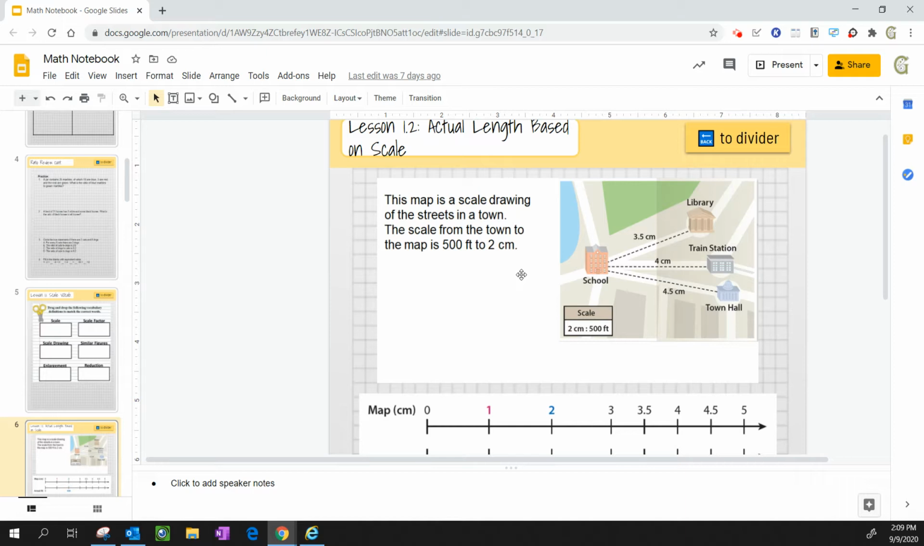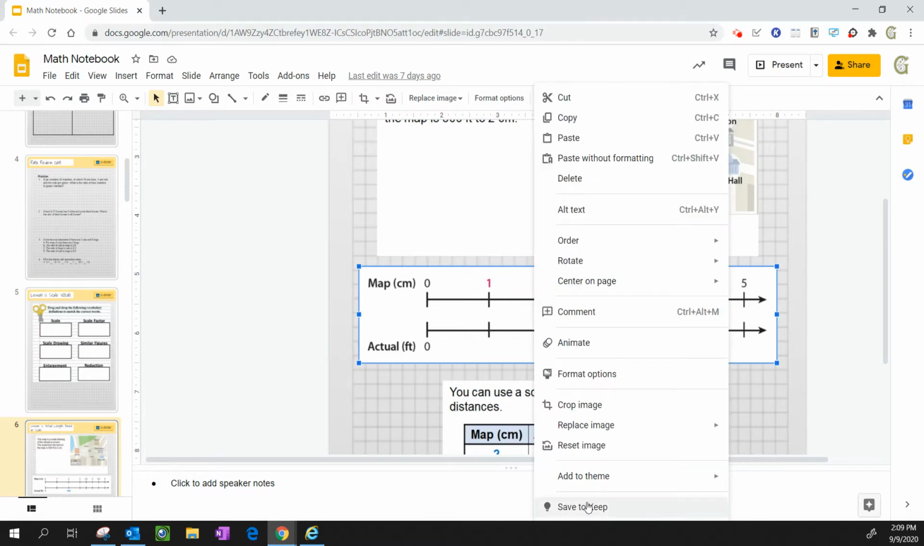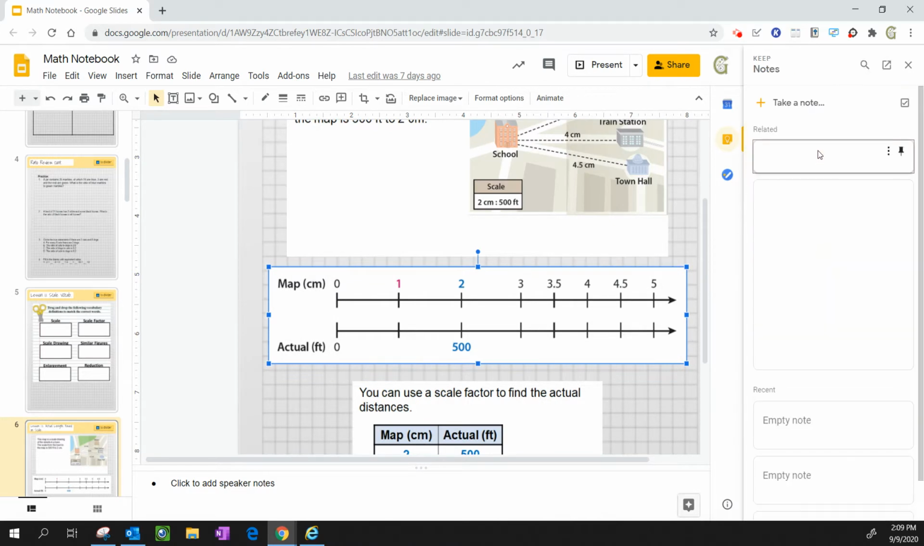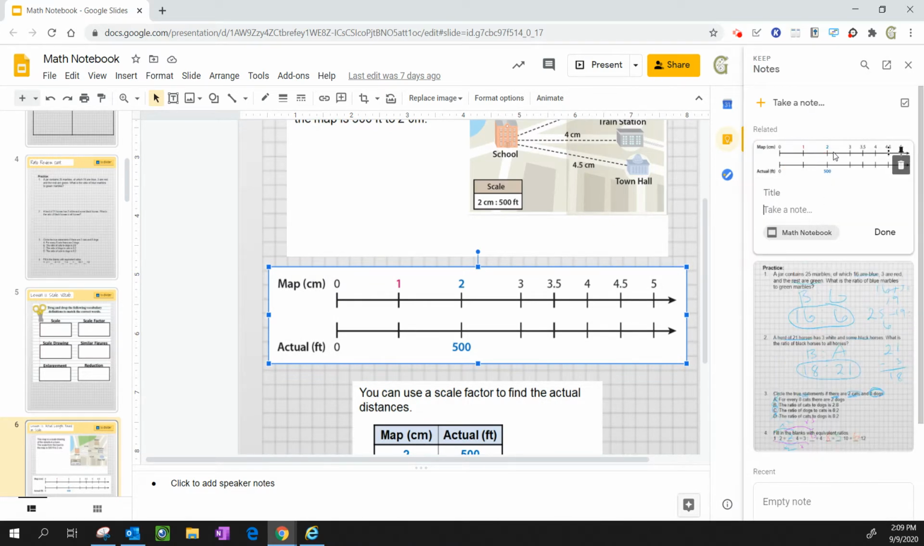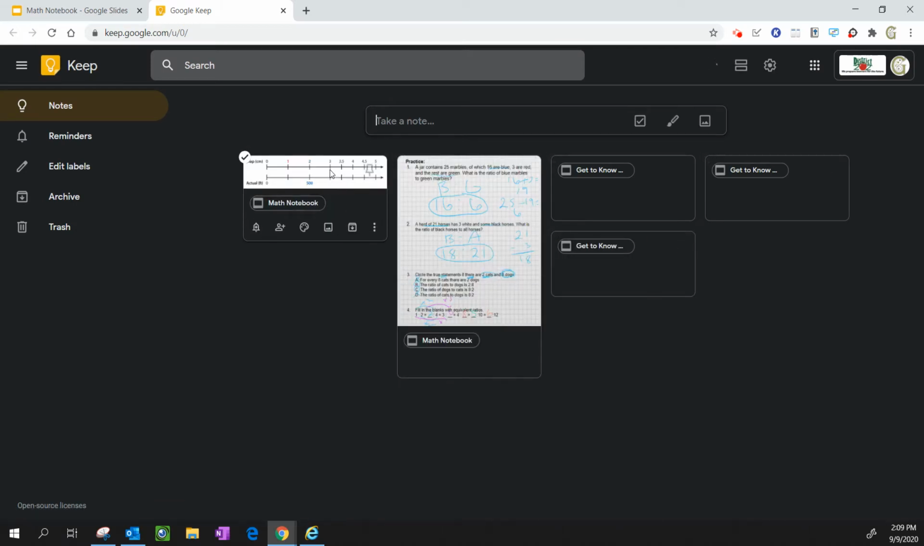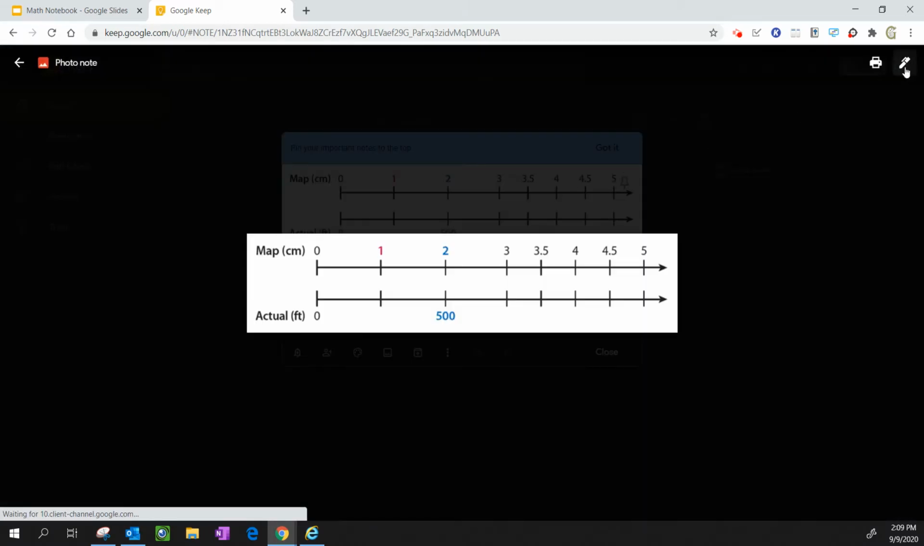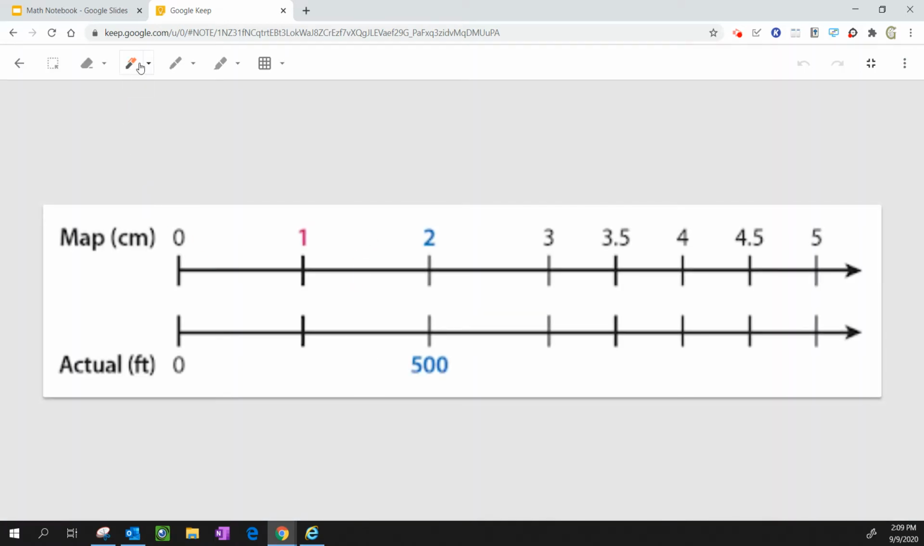One tool that you already have in your toolbox from last year is a double number line. So that's where we're going to start. So I'm going to write on it. I'm going to right click, save to keep. Oops, going to open up in the new tab. Pick this one. Click on it until I get to the pen so I can edit the drawing. And now I'm ready to go.